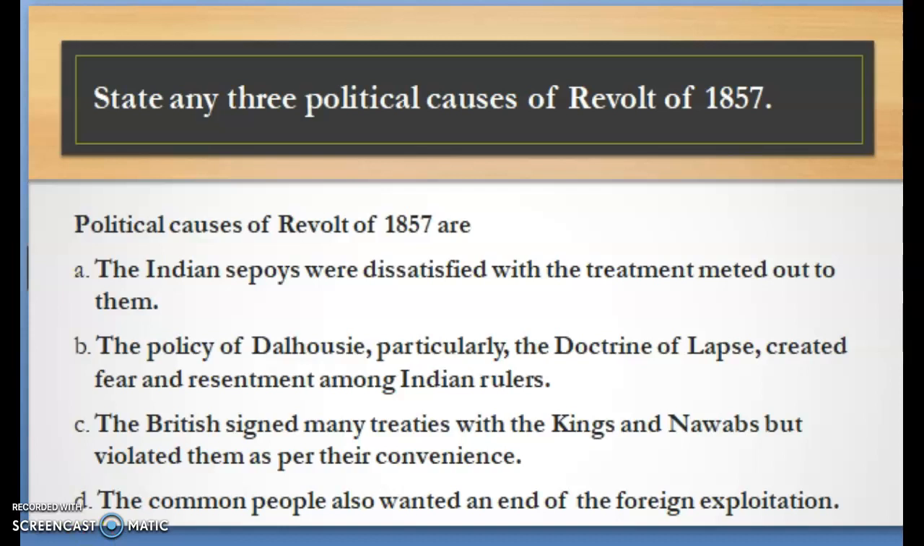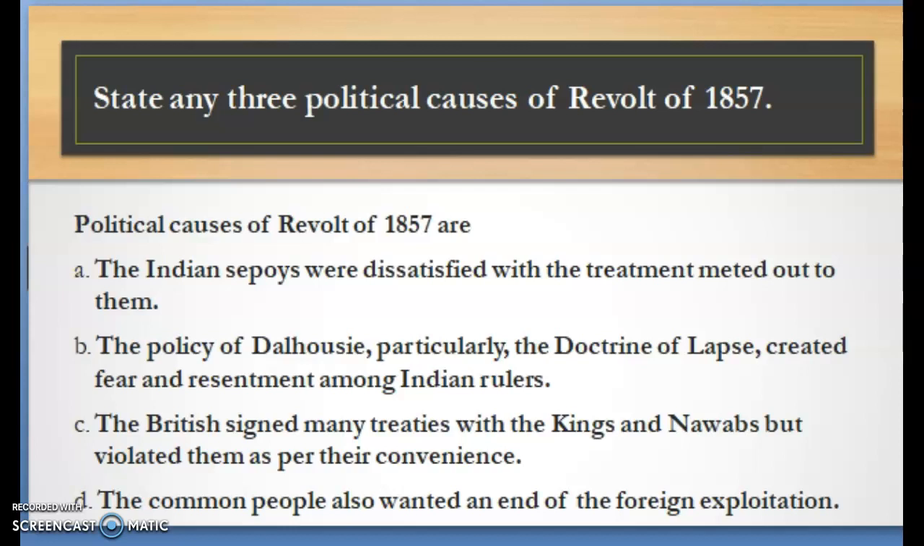Next, the British signed many treaties with the kings and nawabs, but violated them as per their convenience. The Britishers had many treaties with the local kings and the nawabs, but whenever the British found that the provisions of the treaty were not beneficial for them now, they used to violate them as per their own convenience.